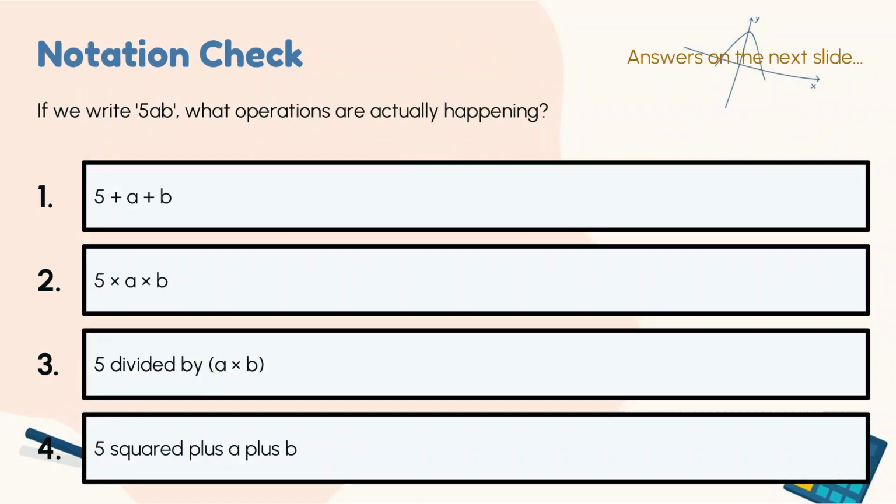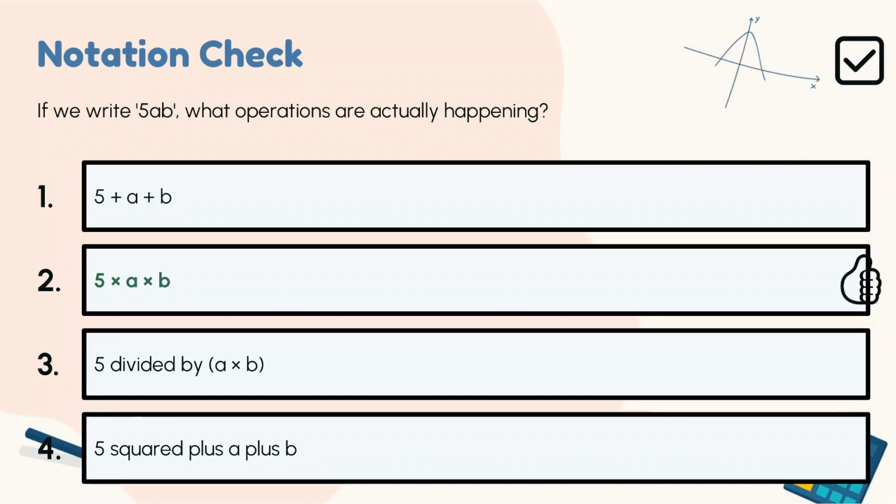Let's do a notation check. If we write 5AB, what operations are actually happening? Is it number 1, 5 plus A plus B? Number 2, 5 times A times B. Number 3, 5 divided by A times B. Number 4, 5 squared plus A plus B. Pause the video and think carefully. Remember, when numbers and letters are written next to each other, multiplication is hidden.